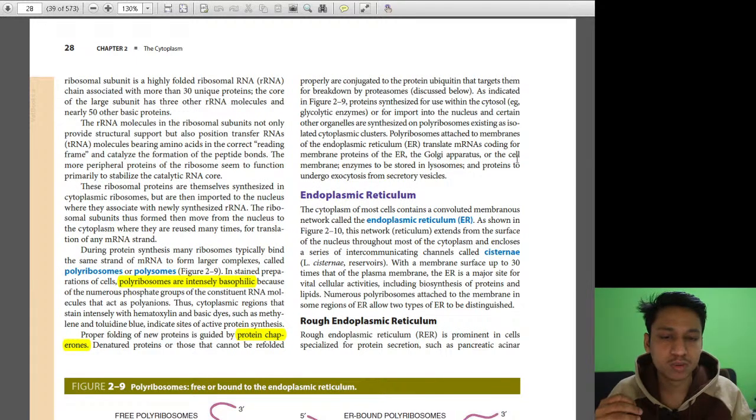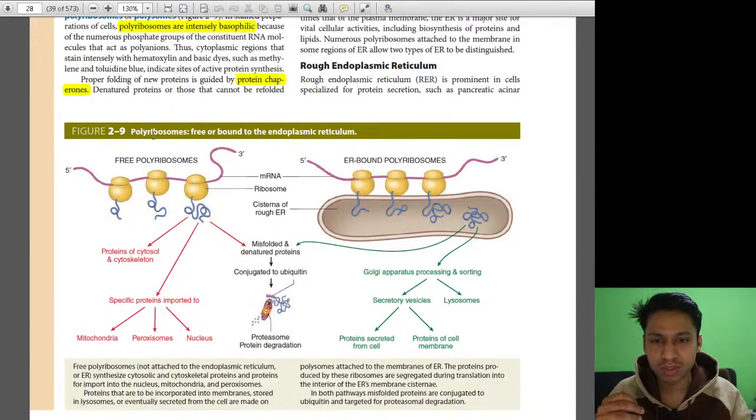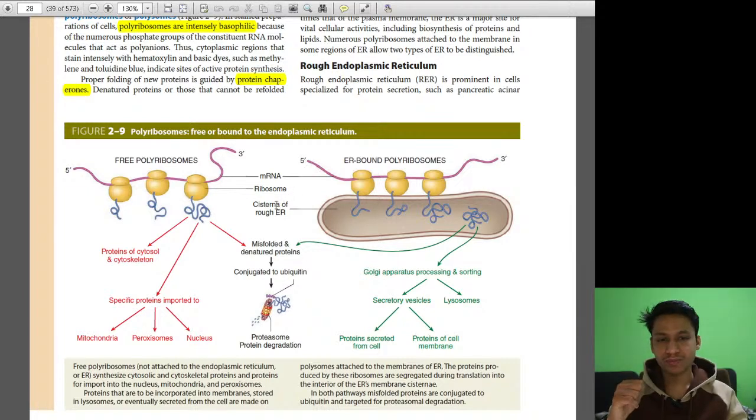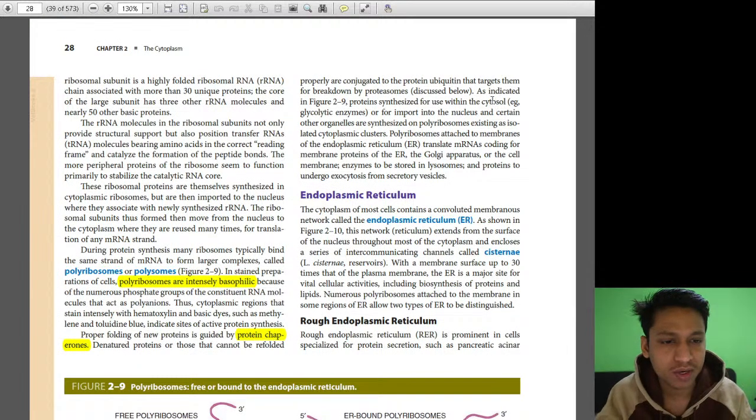As indicated in figure 2.9, let's check figure 2.9. This is figure 2.9, polyribosomes free or bound to the endoplasmic reticulum. So as we studied, these are the first, small half of the ribosome. This is the larger ribosome. This pink here is an mRNA strand. This blue here is the misfolded protein that is being produced, and the misfolded protein here gets denatured, and we'll see how it works. And let's go up again and check what happens.